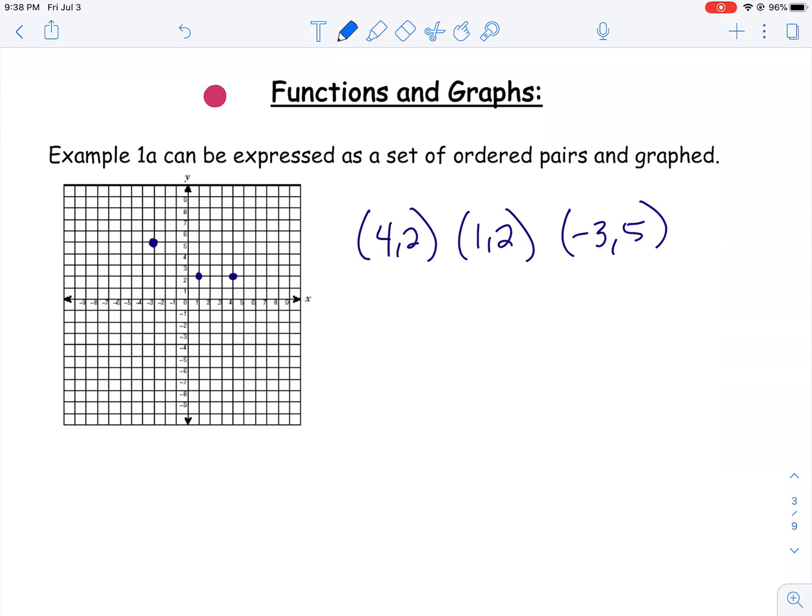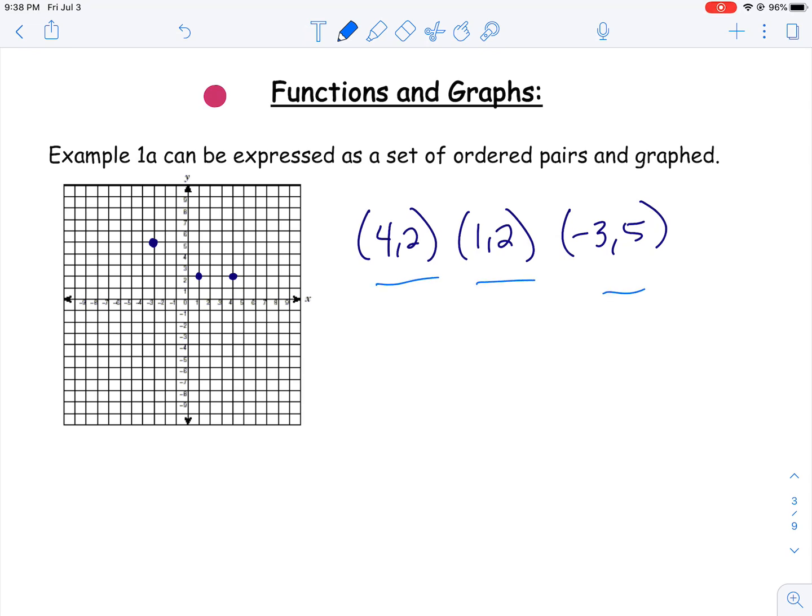All right, here's our second video from section 7.1. We just got done talking about what a function is. We looked at a couple different examples. Now let's talk about how to determine if something is a function by either looking at its graph or its equation. If you remember from example number 1, they gave us a couple different ordered pairs.